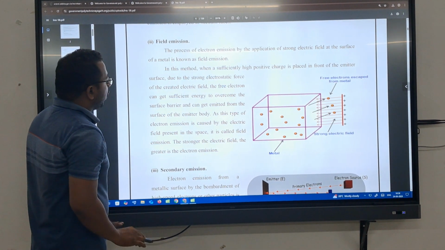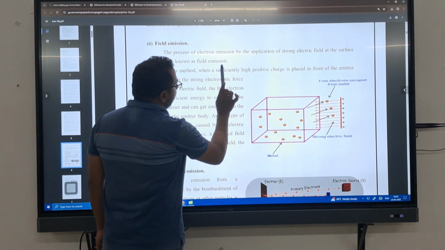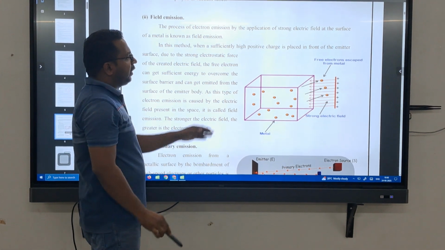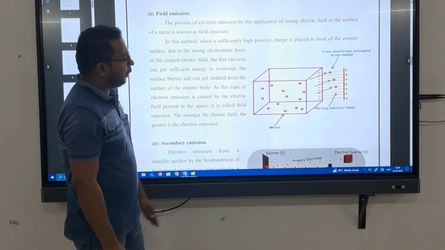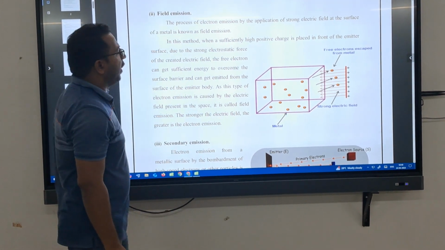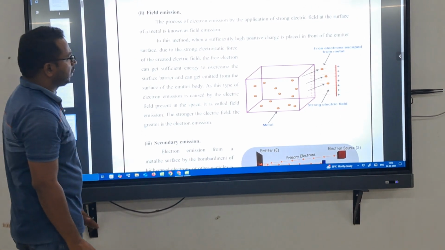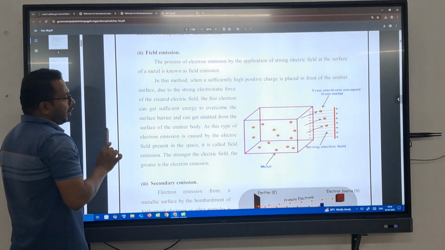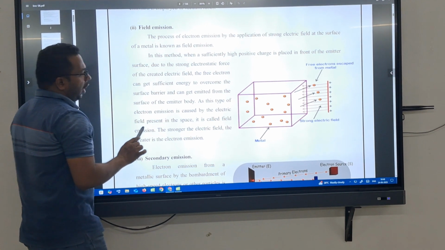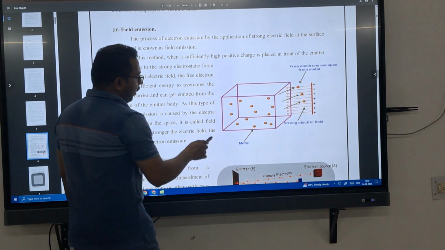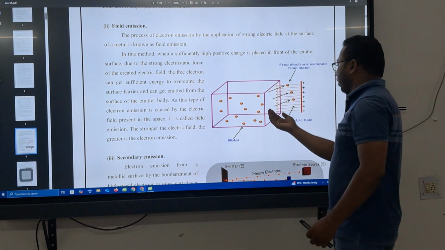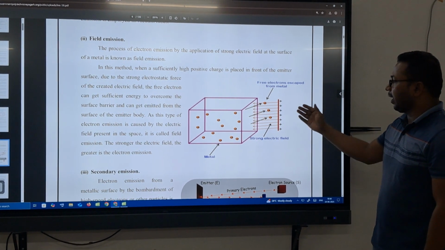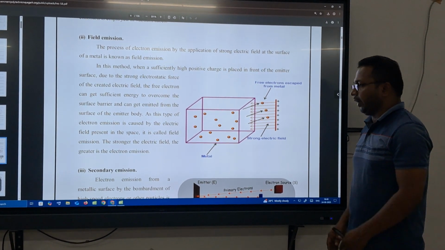So what we do in this method is apply an electric field. That means a sufficiently high positive charge is placed in front of the metal surface, that is the emitter surface. Due to the strong electrostatic force, the electrons are removed, or emitted, from the metal surface. That means we can extract the electrons by applying a strong electric field.